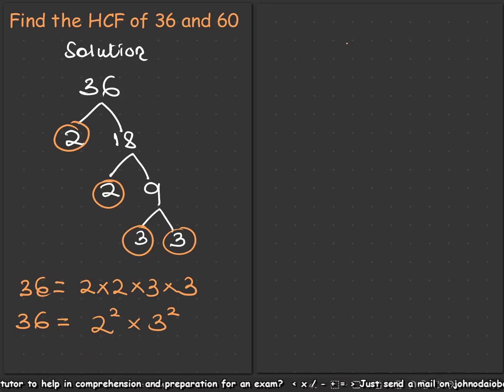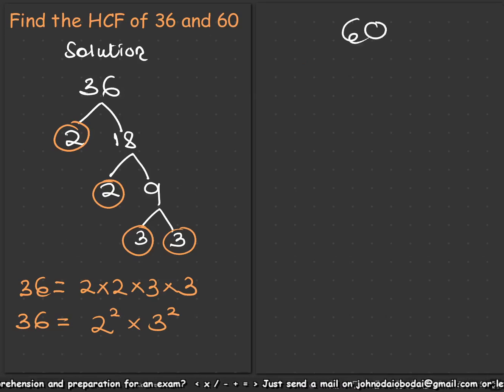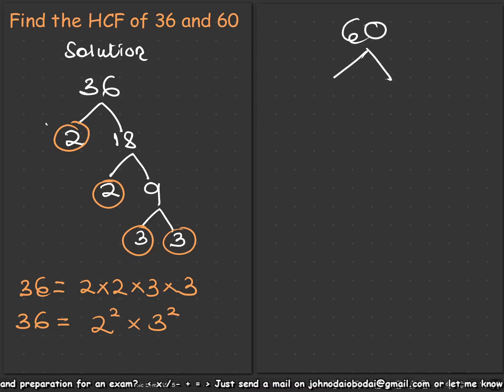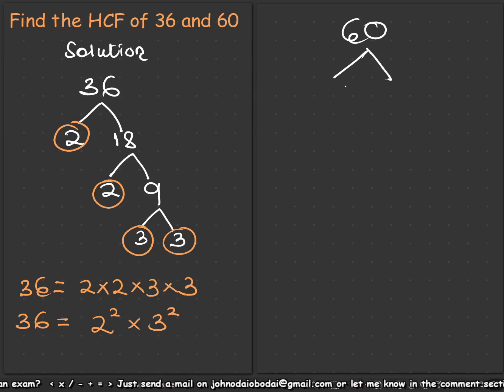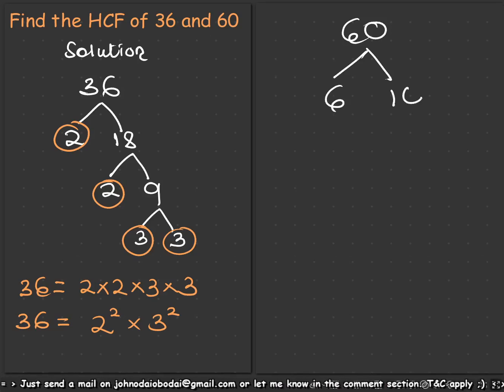So for 60 as well, my 60 is going to give me what? This one here is one method we looked at. The other one, we said you can use any set of numbers at all. So you have, let's say, 6 times 10. 6 is a composite number, and so is 10. We can form branches out of both.